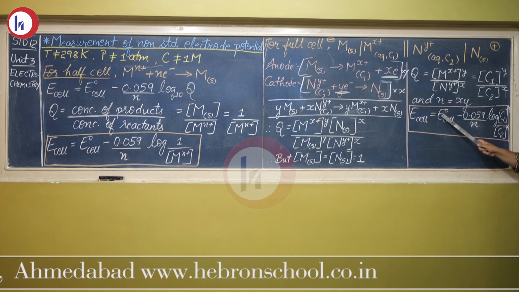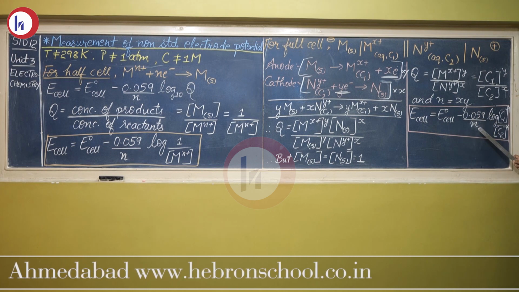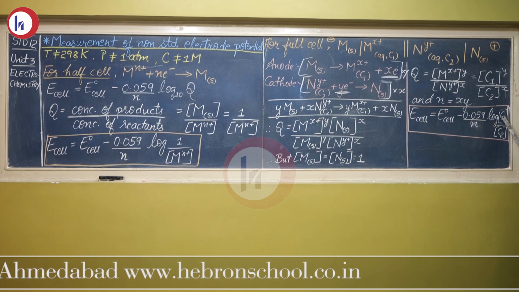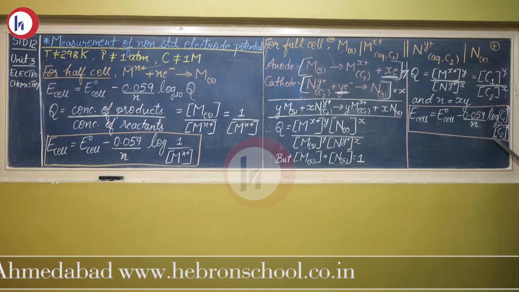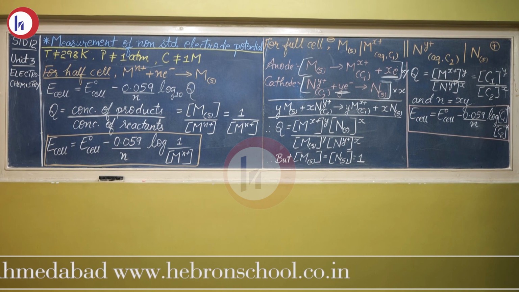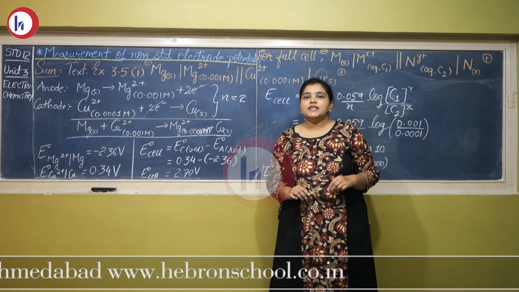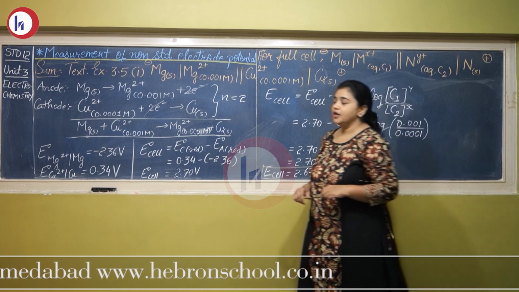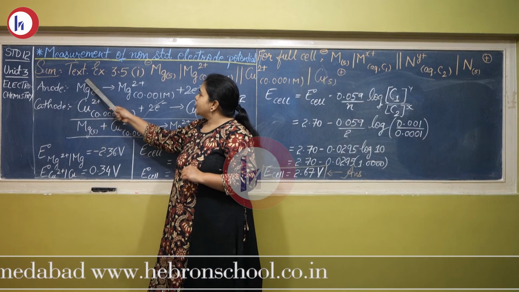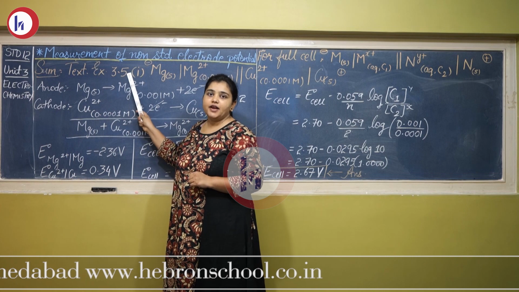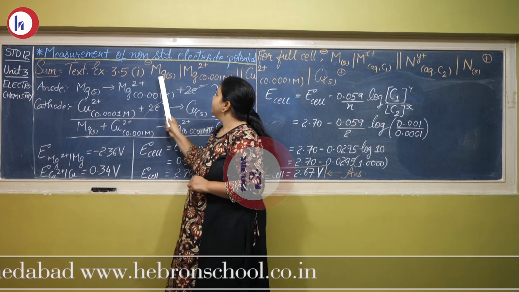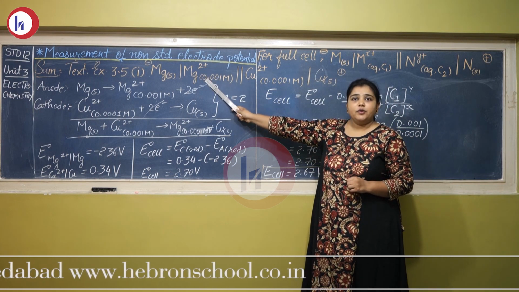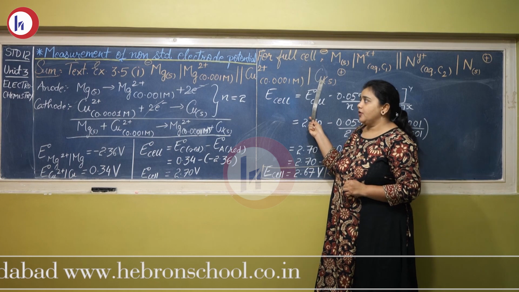standard cell potential minus 0.059 upon n. In place of Q we will write log of anode ion concentration raised to y divided by cathode ion concentration raised to x. So students, let us do a sum based on the Nernst equation to calculate the cell potential. Take out your textbooks to textual exercise 3.5 and there are 4 sums. First sum we are doing. Given is the cell representation where magnesium is the anode half cell and copper is the cathode half cell.